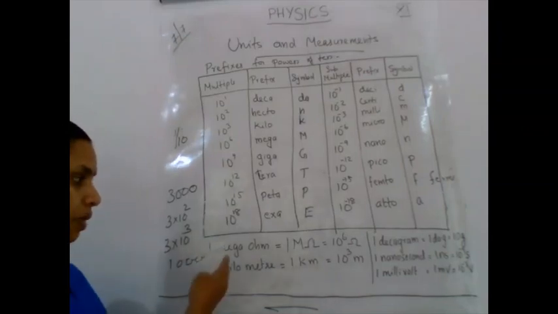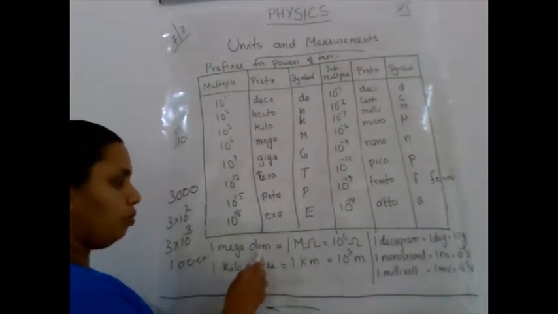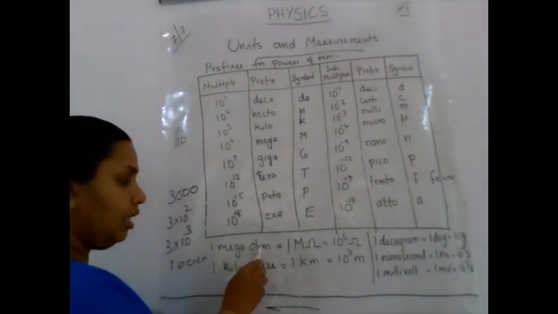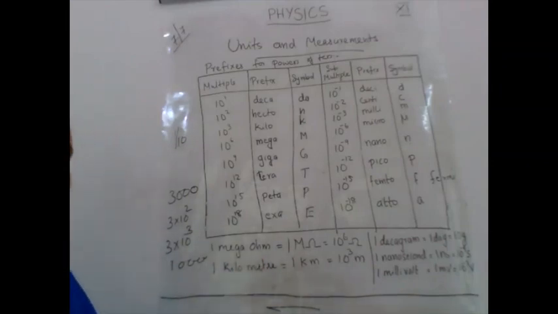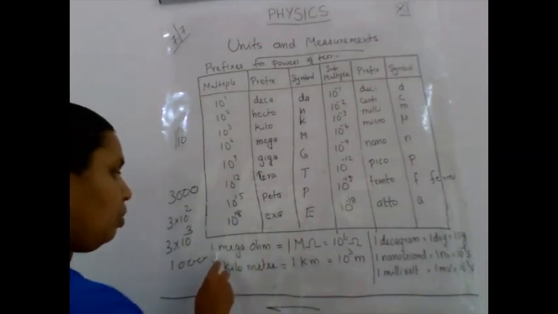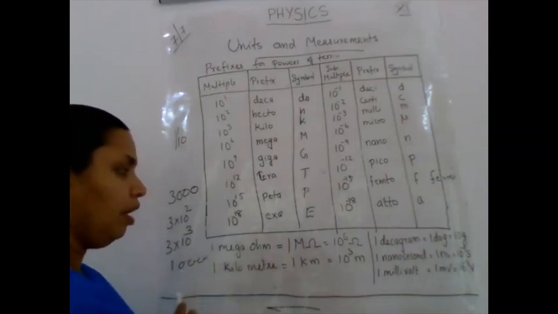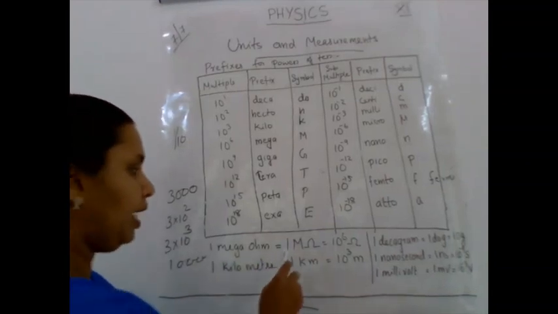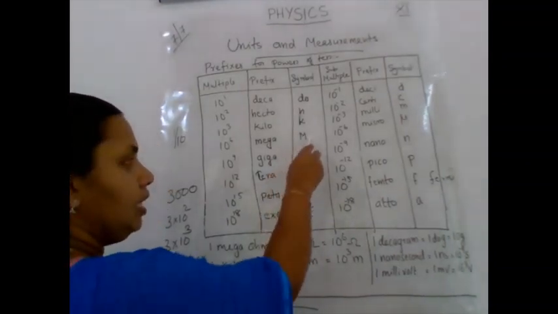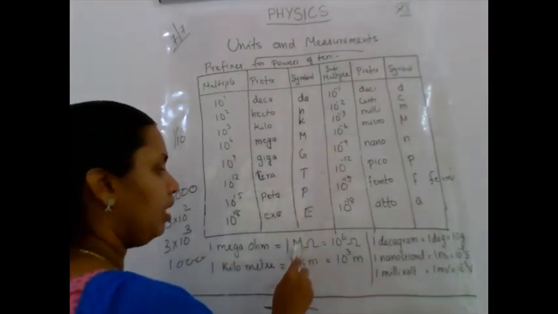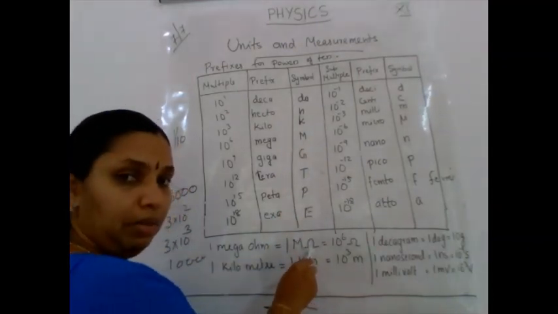So here I will explain some examples. See, ohm. What is the ohm? Ohm is the unit of resistance. You know that ohm is the unit of resistance. So 1 mega ohm. How will you write 1 mega? It is represented by capital M. Capital M, then Ω, this is the symbol for ohm.